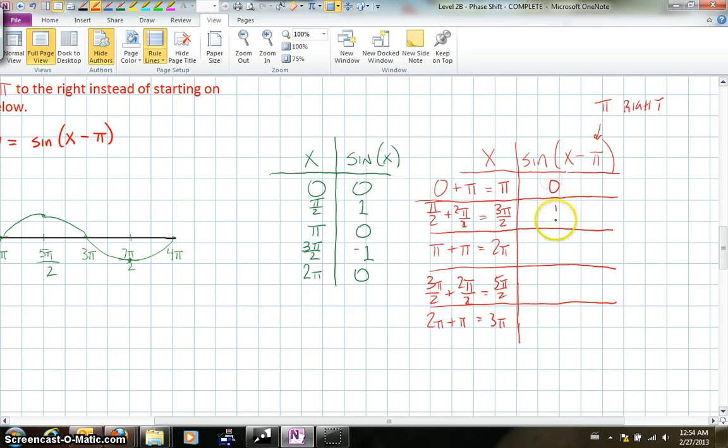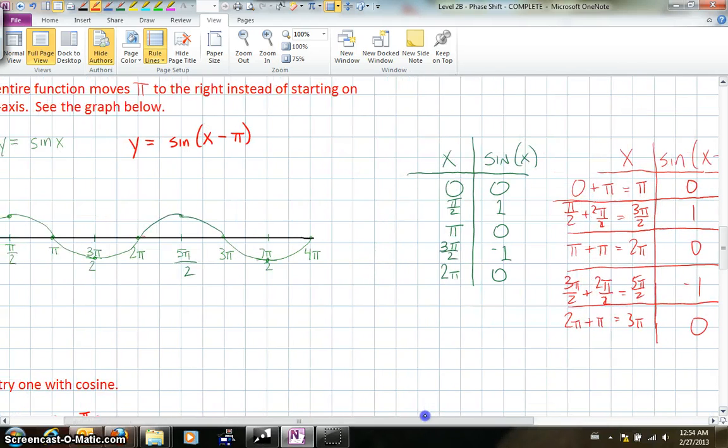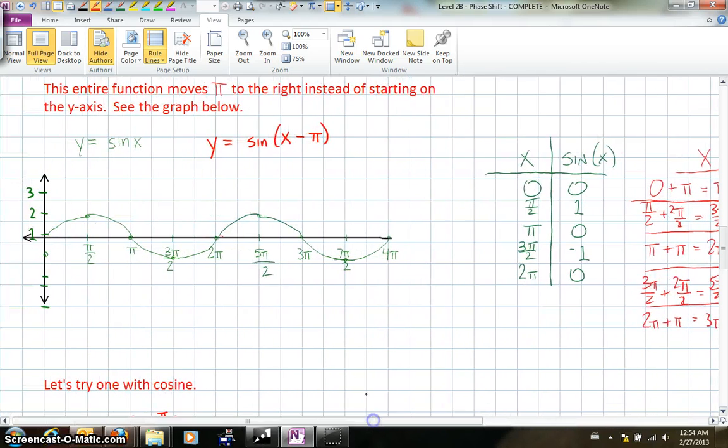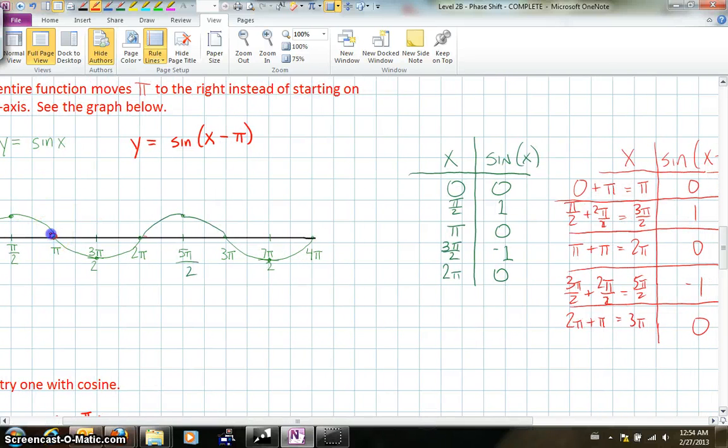Our y's did not change at all because we're moving left and right, not up or down. And so we've got these 5 coordinates, where we're no longer starting at 0, we're starting at pi. We've got a coordinate at pi, 0. And then at 3 pi over 2, we're up to 1. At 2 pi, we're at 0. At 5 pi over 2, we're at negative 1. And at 3 pi, we are at 0.